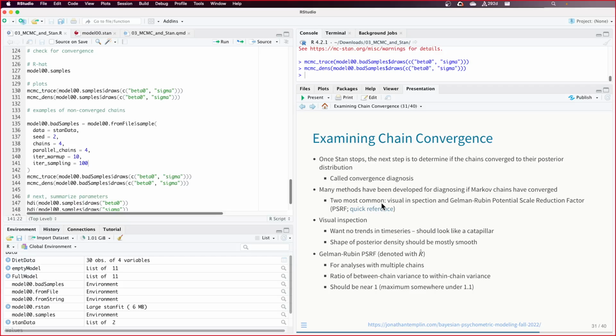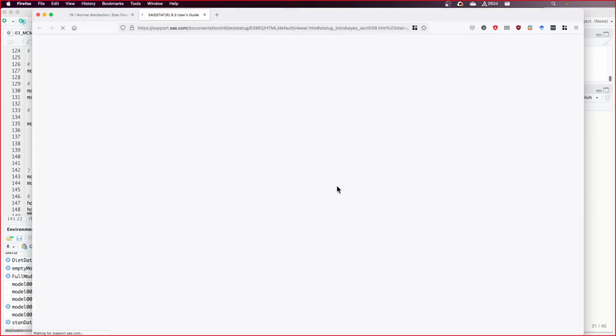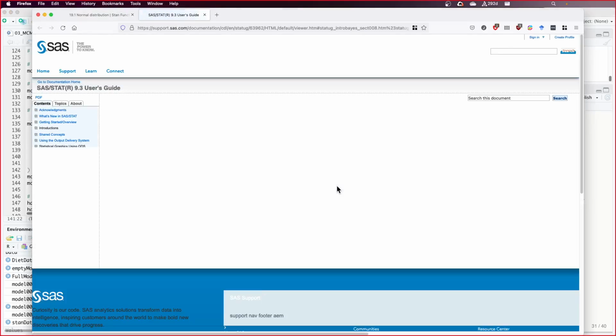Visual inspection is something I encourage you to do for your small models as you're getting started. But pretty soon, you'll see that the most frequently used statistic is something called the Gelman-Rubin potential scale reduction factor, PSRF, which lovingly goes by the term R hat. Why R hat? I have no idea. But that's it. There's a quick reference if you want to see more about it, right here.